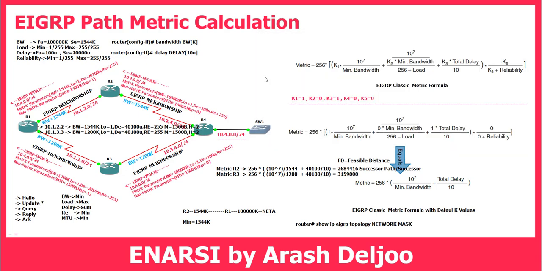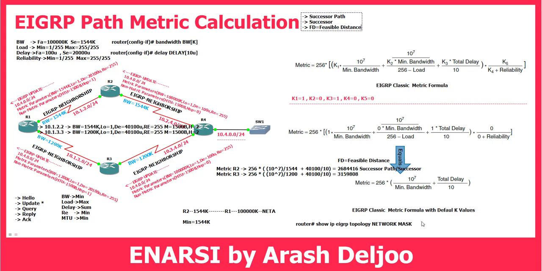Okay. Until now, we have learned two terms about EIGRP. The first is the successor: the successor path, the best path, and also the successor, the router that we are using. And after that, we have learned about the FD, or the feasible distance. Okay, so easy and also interesting.